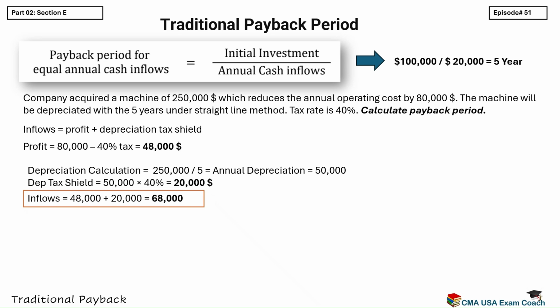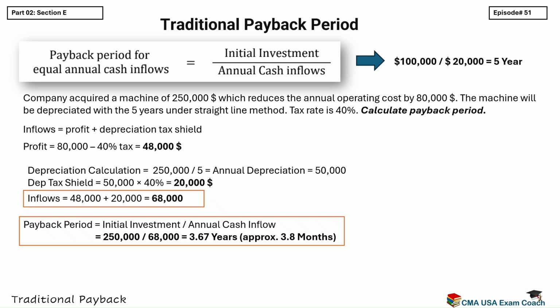Now we can apply the payback period formula. Payback period equals initial investment divided by annual cash inflows. That is $250,000 divided by $68,000, which equals approximately 3.67 years. This means the company will recover its investment in about 3 years and 8 months.